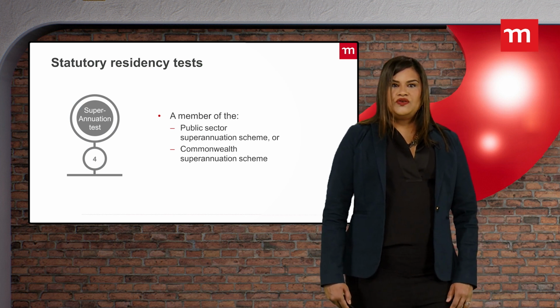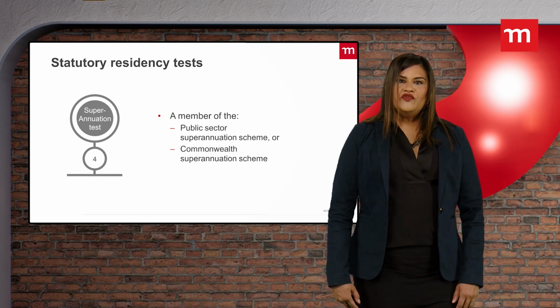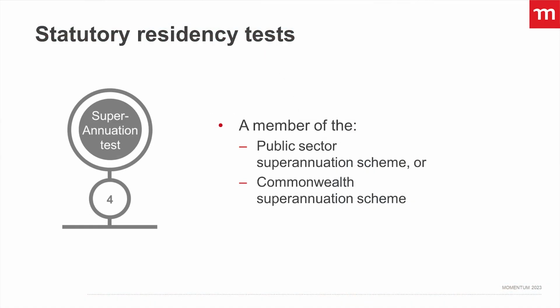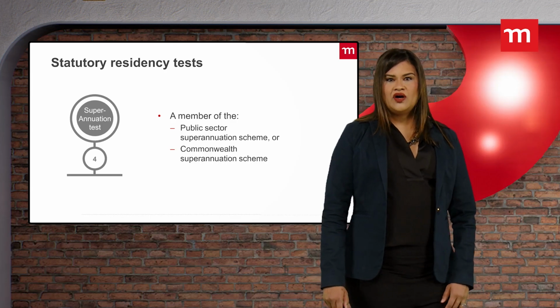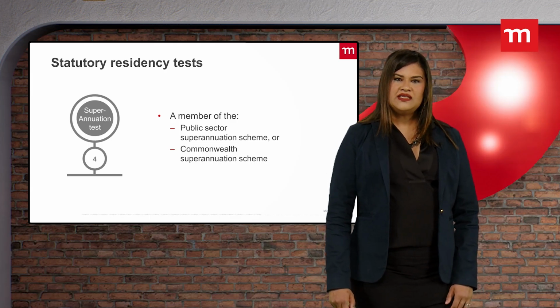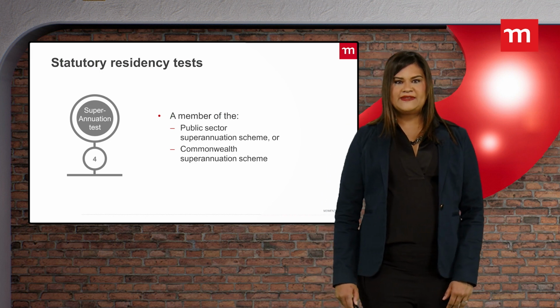What is the superannuation test? If a person is a member of the public sector superannuation scheme or the Commonwealth superannuation scheme, then the person is an Australian tax resident. In this case, their spouse and children will also be seen as residents. This is done to ensure that government employees working abroad remain in the tax net. These funds are now closed to new members, so the test only applies to existing members.